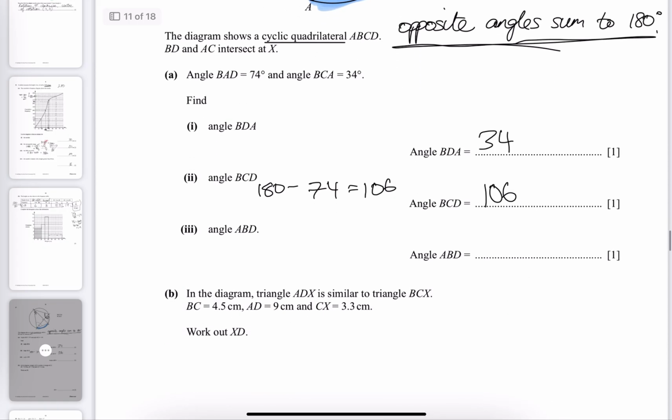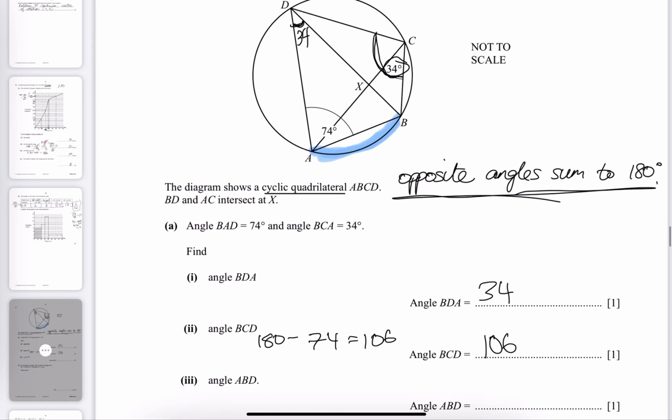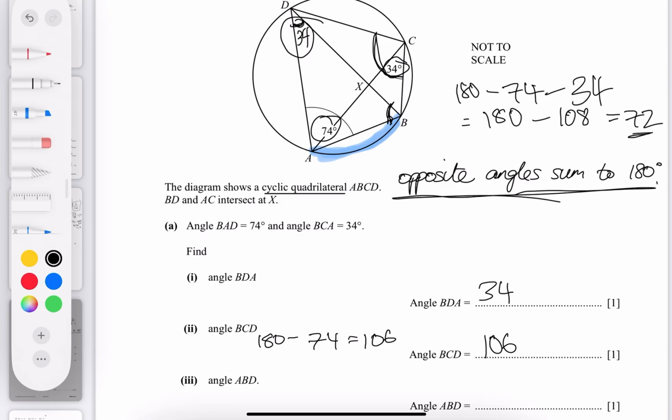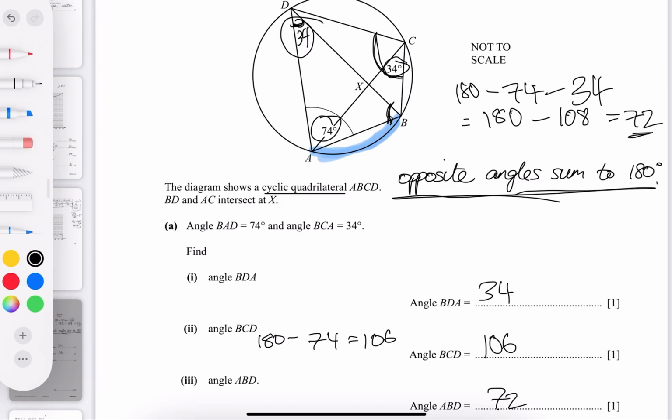And finally, angle ABD. Angle ABD is this right here. And ABD is a triangle. So therefore, angles sum to 180. So angle ABD is 180 minus 74 minus 34, which is equal to 180 minus 108, which is 72 degrees. Hence that is 72.